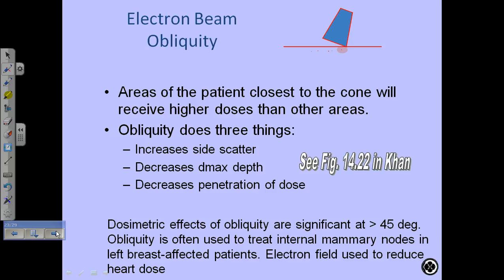So this is a nice graph that shows you what happens. See what happens. There's a big peak. This is at 60 degrees. I mean, that's a big angle. But look, let's look at 30. What happens is that the curve, you lose your penetration. So the curve starts coming back towards the surface, and Dmax starts getting high. So those are the two things that happen. Surface dose gets higher, Dmax gets higher, and you'll lose your penetration. So the dosimetric effects of obliquity only occur at angles greater than 45. That's a big angle. So for most cases, we don't have to worry about that.